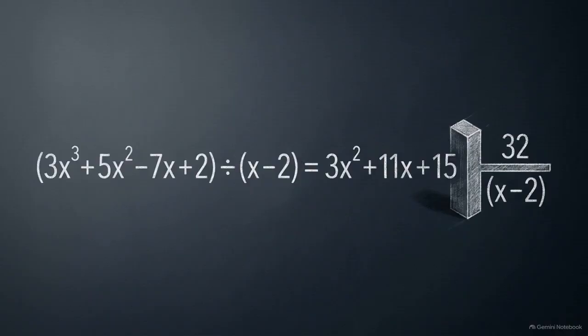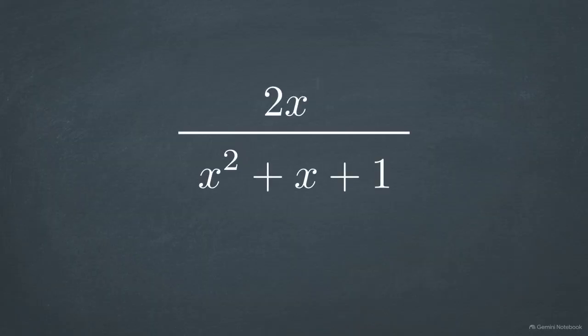Polynomial division is a logical process of structural term matching. The calculation only concludes when the degree of the numerator falls below that of the divisor, reaching a point of mathematical exhaustion.